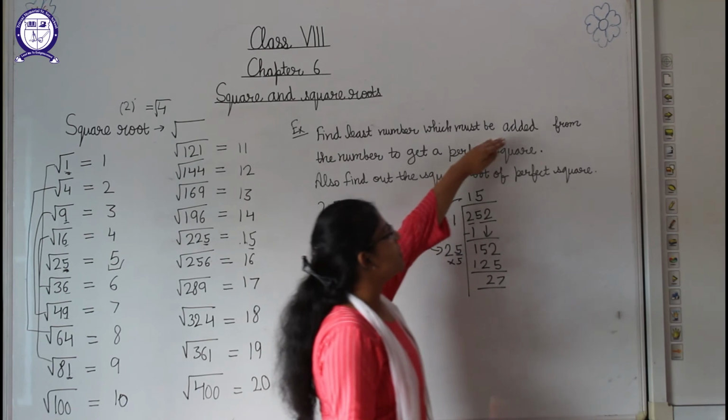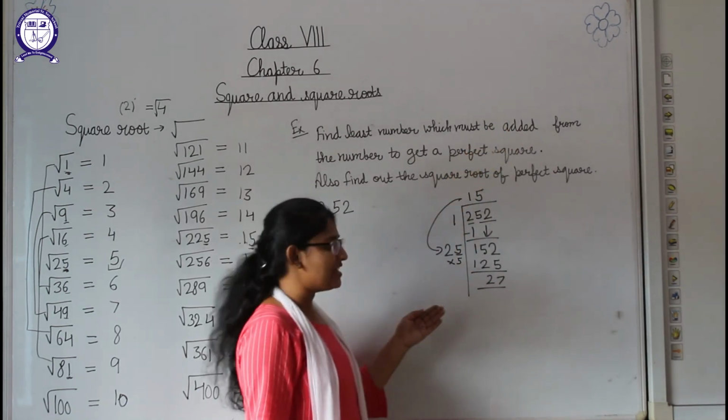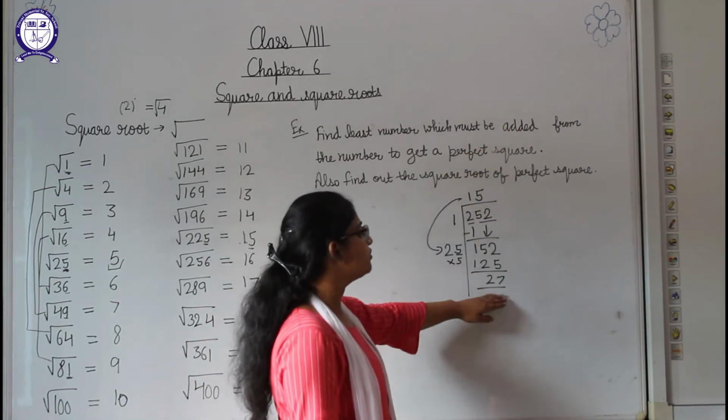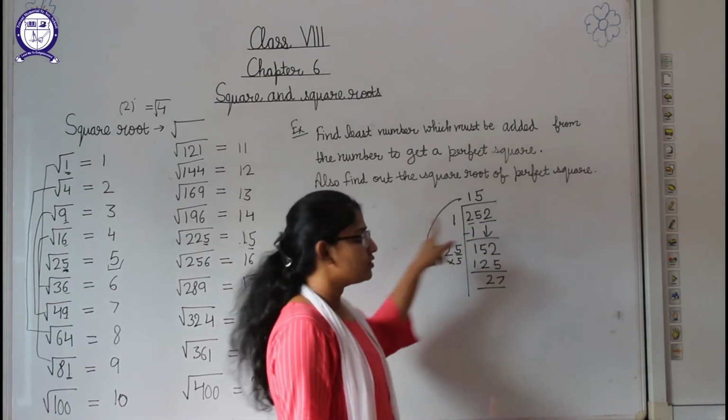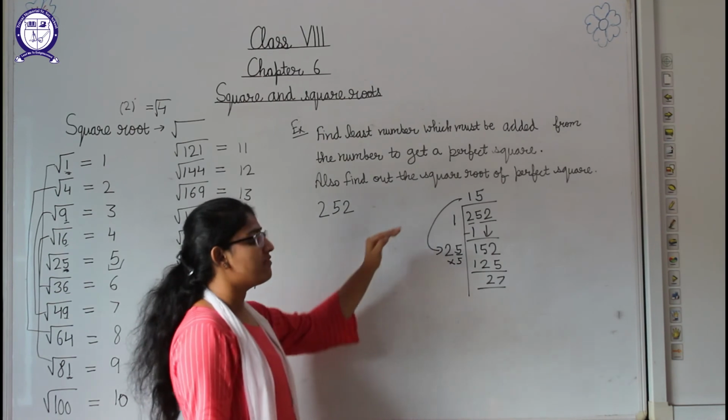If it is the question of subtraction, it was very easy for us. What we have to do is subtract the remainder from the number which was given to us, and we will get our perfect square.